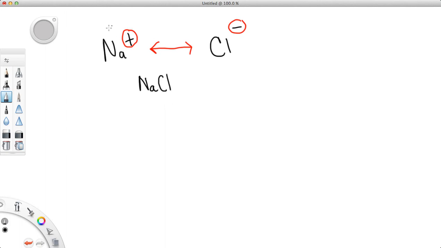Okay? It only takes one sodium and one chlorine to form that relationship, and you get this neutral molecule of NaCl. This, by the way, is table salt, which you all have heard of before, table salt.